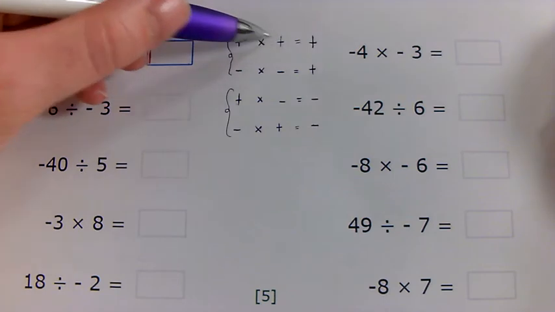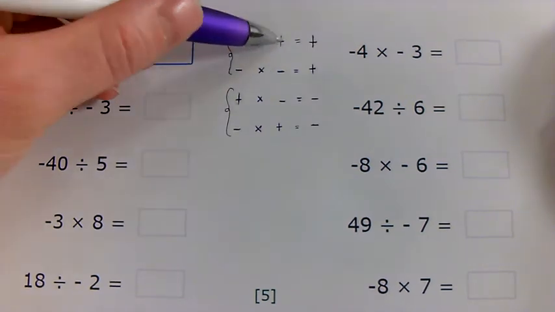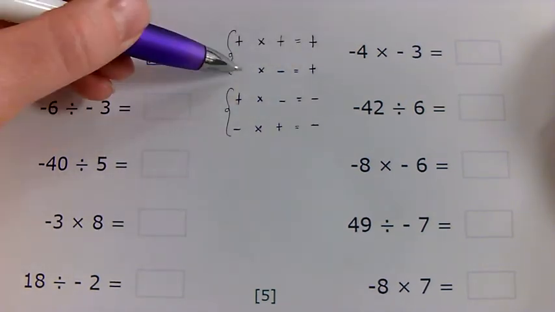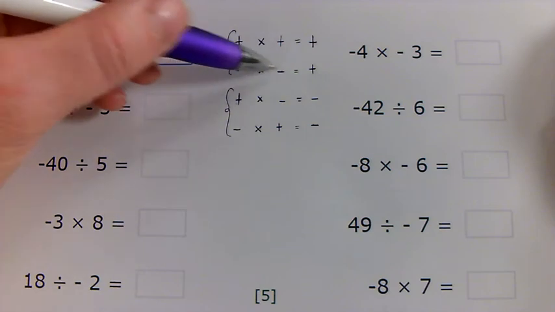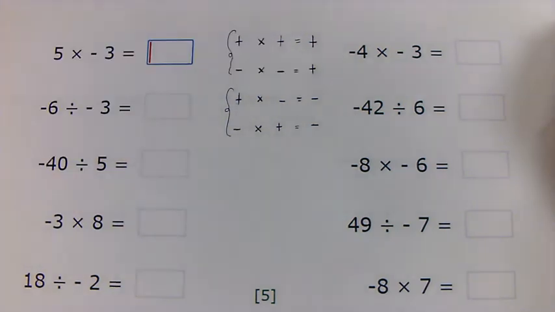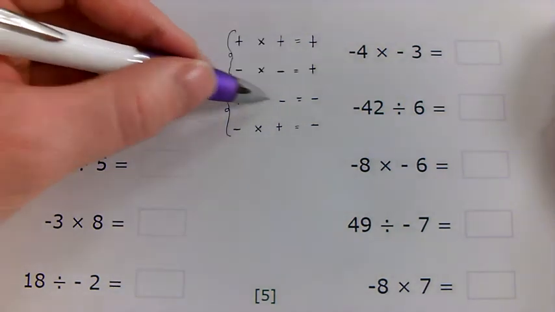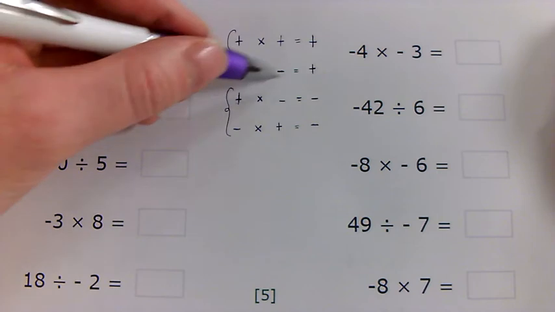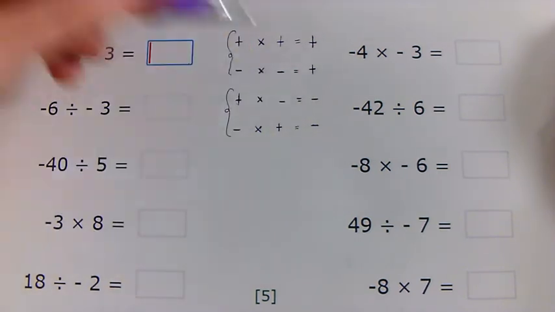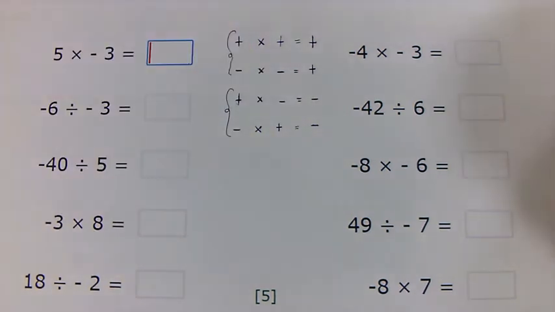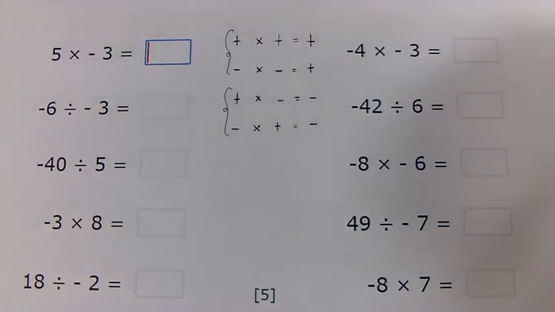If the signs are the same, so here I've got 2 positives, it'll be a positive answer. Here I've got 2 negatives, so they are the same, I end up with a positive answer. If the signs are different at all, you will end up with a negative answer when you multiply or when you divide. So this is just for multiplication and division, and they are the rules to remember.